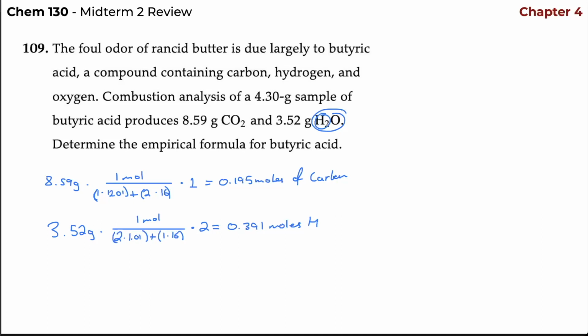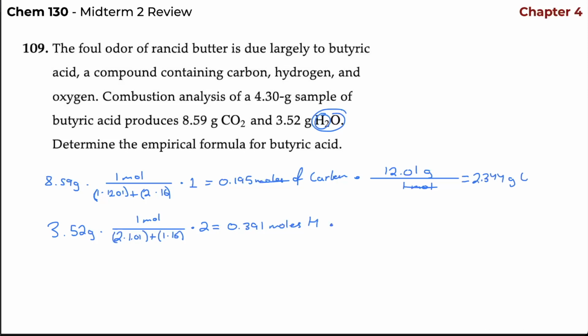We have an original sample of 4.3 grams, and these right now are in moles. So let's convert these into grams. We take this many moles and multiply it by the molar mass of carbon. What's the molar mass of carbon? We put 1 mole on the bottom, because we have to cancel them out, and the molar mass, 12.01 grams, on the top. Cancel, cancel, and this is going to give us 2.344 grams of carbon.